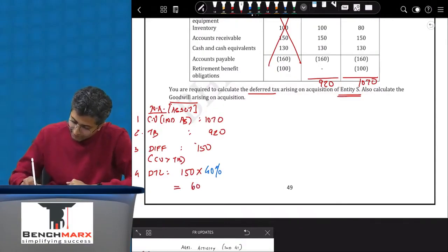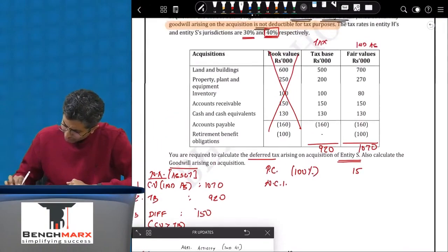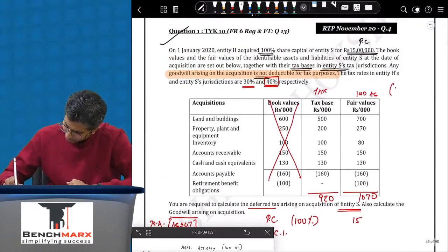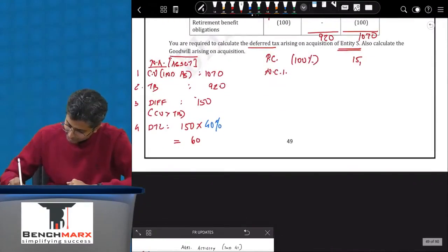So therefore, if I were to calculate the goodwill, the PC is for 100% stake, which is 15 lakhs. So in thousands, I think all of this is in thousands. So we can just make the change. This is in thousands. So this is 15 lakhs. So in thousands, that is 1500, 1000. NCI is 0%. So that is 0.